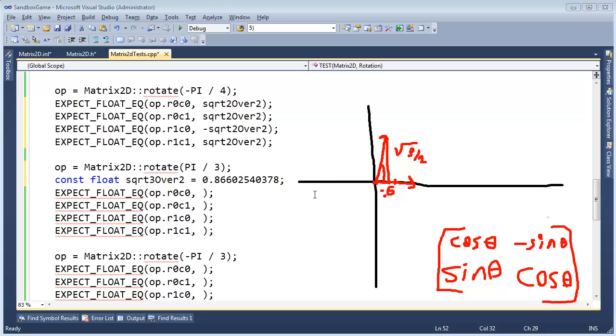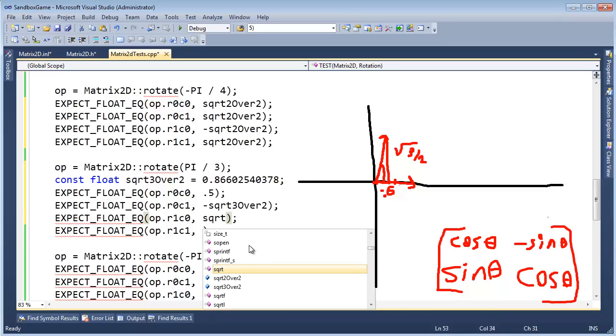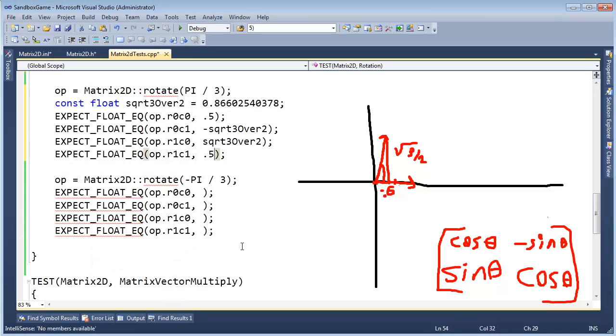A lot of math. Okay, so row 0, column 0, cosine is going to be 0.5. Negative sine will be negative square root 3 over 2. And then this sine is going to be square root 3 over 2. And then this will be 0.5 as well. Okay, last one. Same thing but negative.